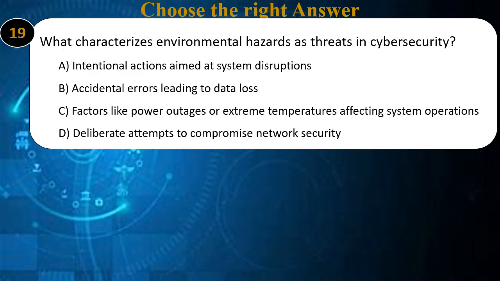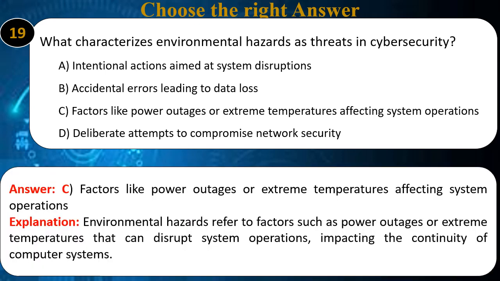Question number 19. What characterizes environmental hazards as threats in cybersecurity? A. Intentional actions aimed at system disruptions. B. Accidental errors leading to data loss. C. Factors like power outages or extreme temperatures affecting system operations. D. Deliberate attempts to compromise network security. The correct answer is C.